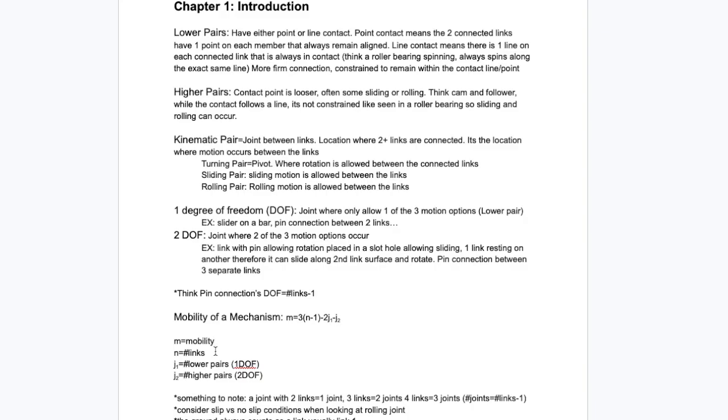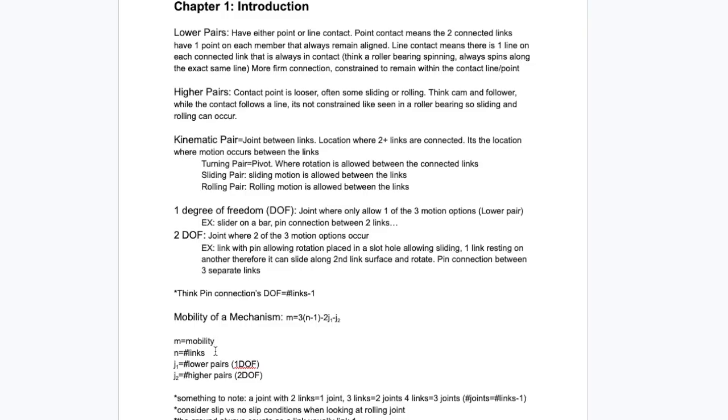The hidden link is the ground, right? It's a link. It's part of your mechanism. Your mechanism can't operate if it's not tethered to something, if it's not fixed somewhere, or else it's just going to be a string of parts that are going to end up laying flat on the table. You need it linked to the ground.